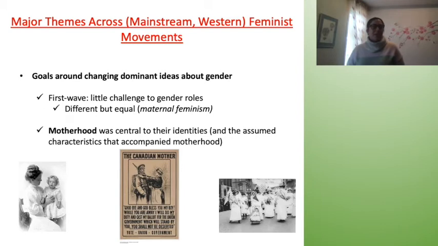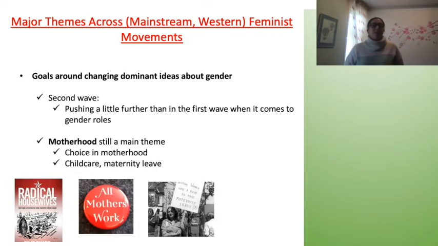In the second wave feminist movement or women's liberation movement, you can picture the 1960s and 70s here, we do see feminists pushing a little further when it comes to gender roles. But motherhood is still a really central theme.